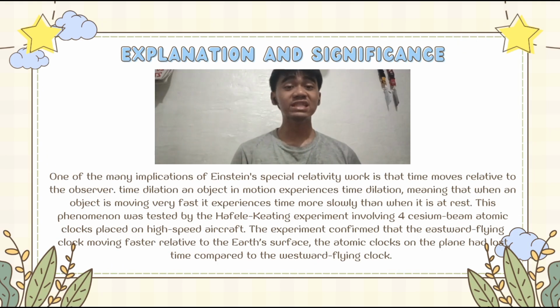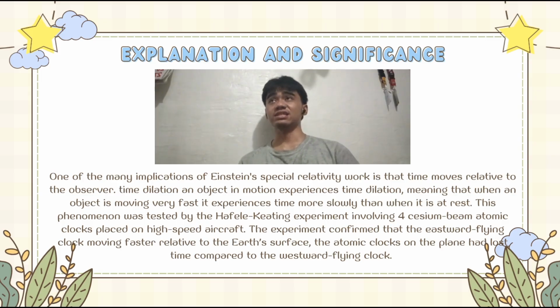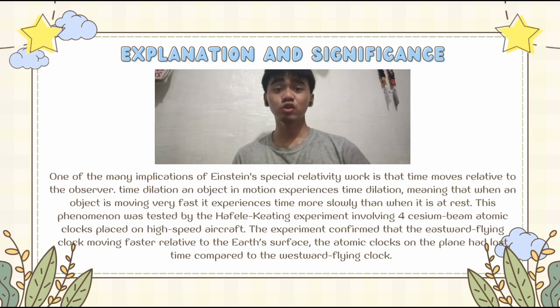Time dilation means time moves slower for someone moving very fast compared to someone standing still. The faster they move, the slower time goes for them relative to someone at rest. The experiments were confirmed by a replicating experiment, using 4 atomic clocks on planes: the one flying east lost time while the one flying west gained time.